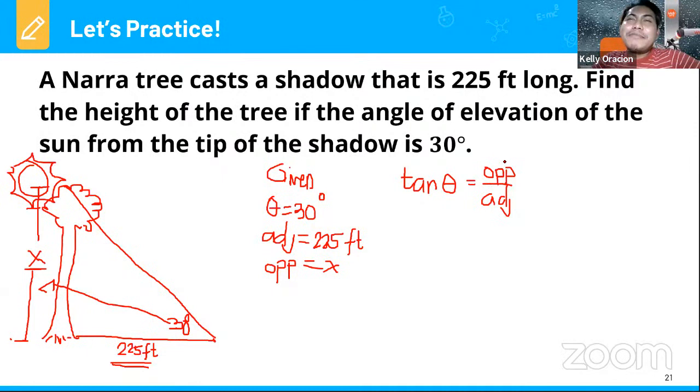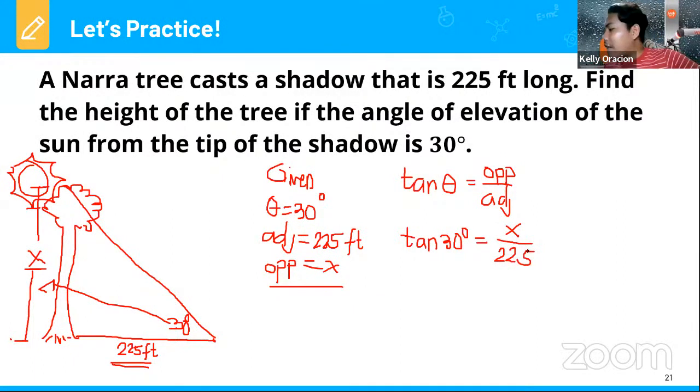Sige, tan. The angle is 30 degrees. Tan 30 degrees. The missing is the opposite side, which is the x. And your adjacent side is 225. What's the value of tan 30 degrees? Am I correct? It's square root of 3 over 3. Tama ba? Square root of 3 over 3.